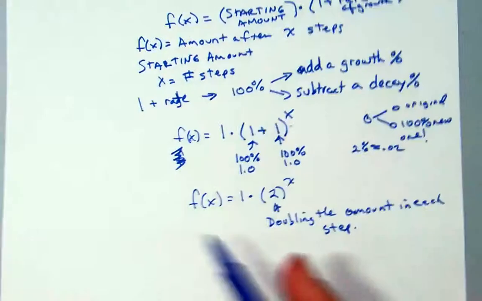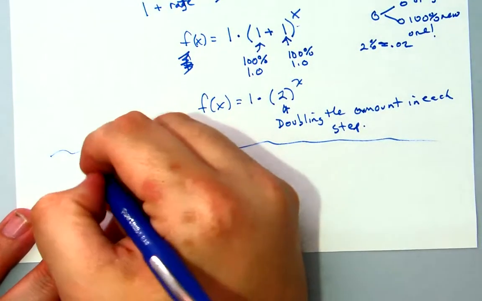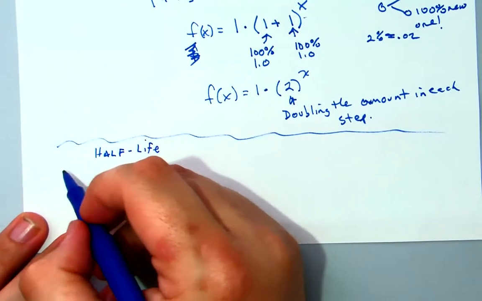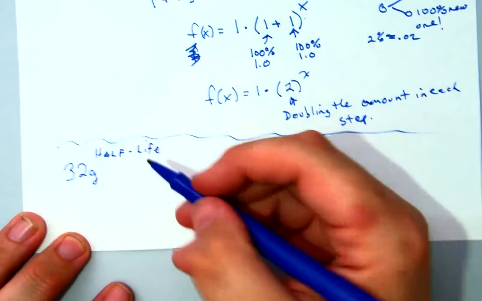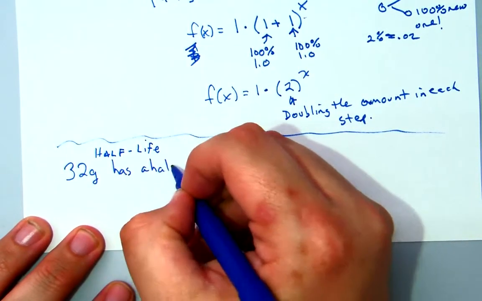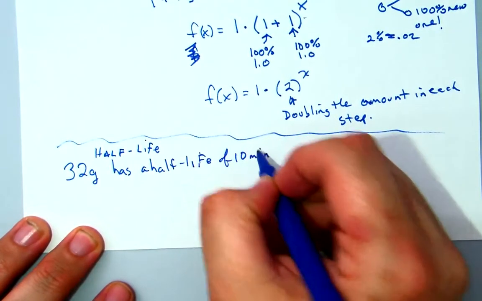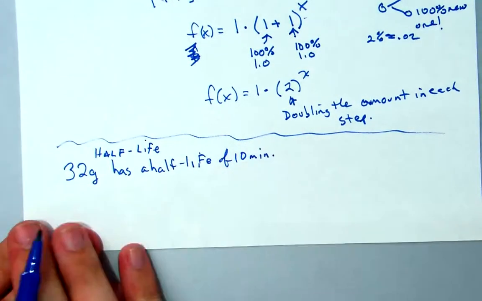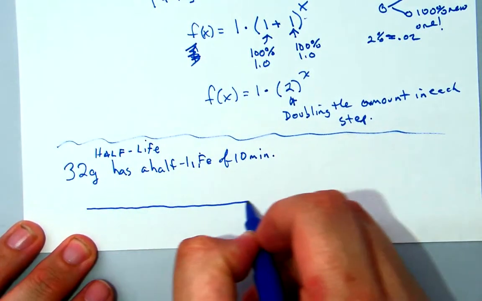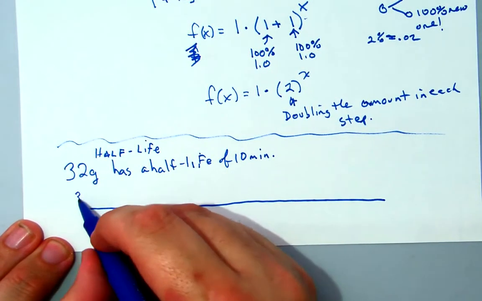Now, a good decay model is what we call half-life. And let's say you have 32 grams of some type of element that has a half-life of 10 minutes. So every 10 minutes, the amount cuts in half. So let's do this on a number line. At time 0, when we start, we have 32 grams.